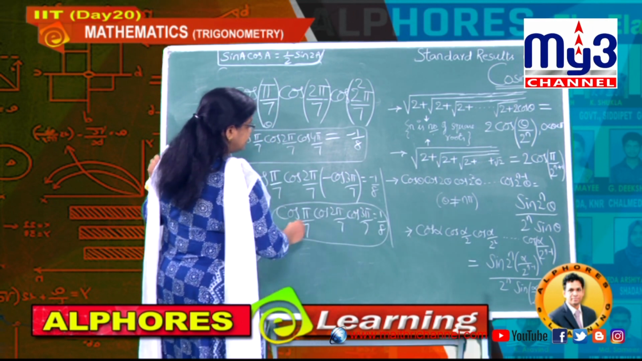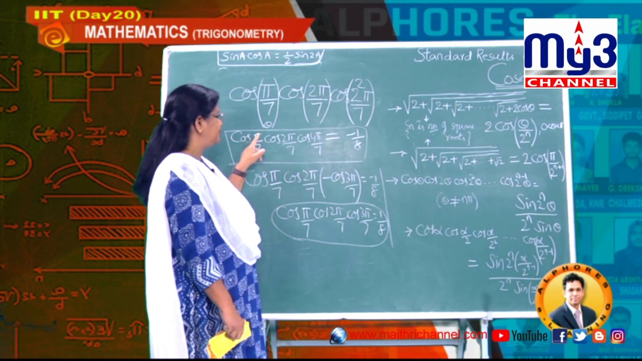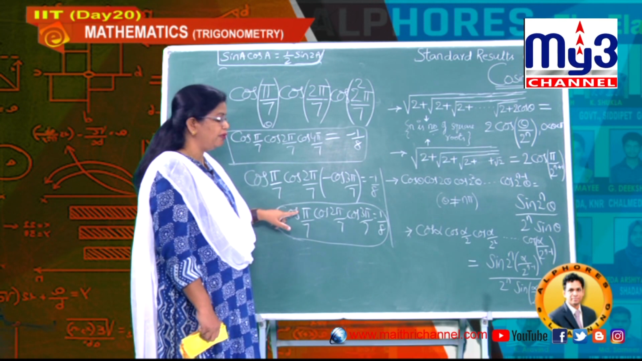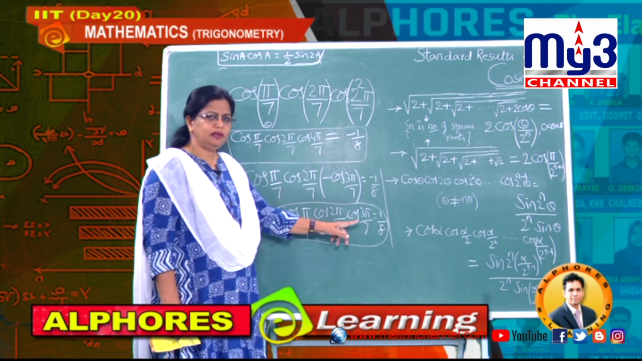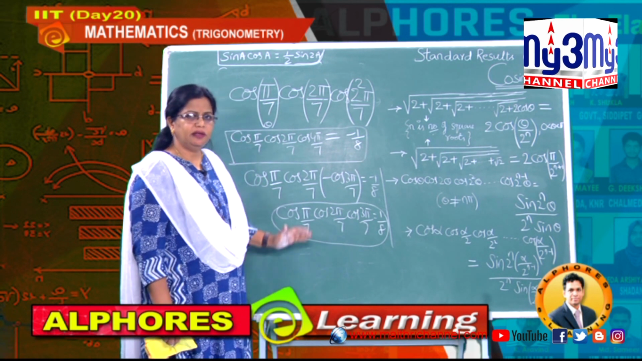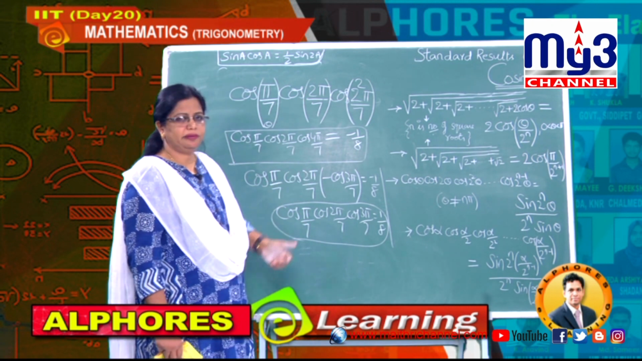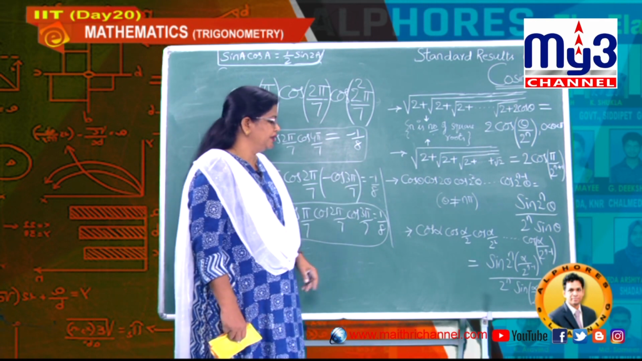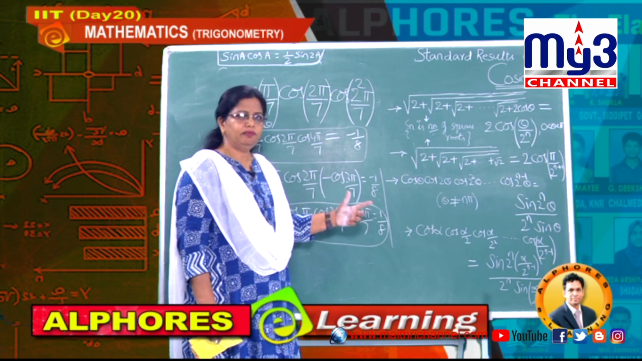Earlier what is your answer? Minus 1 by 8 when it is in the pattern 2 power 0, 2 power 1, 2 square. Now what is the pattern? 1, 2, 3. Understand? And what is the denominator? An odd number. So you got exactly 1 by 8. Like this, students, you can make use of this result in many ways, one of the standard results. Subsequently, this is the submultiple angle formula.